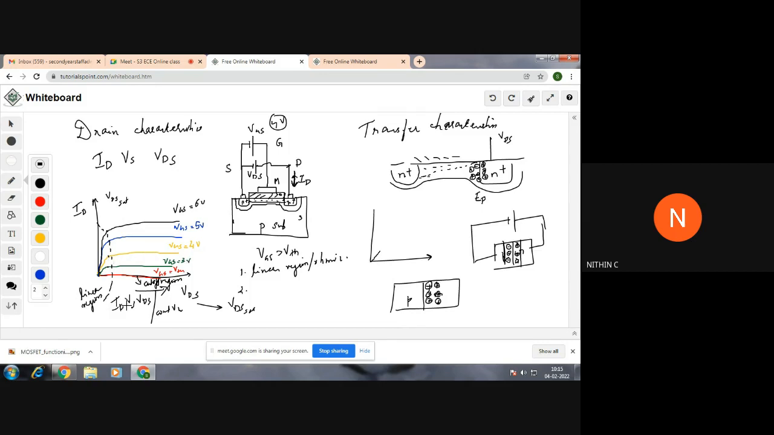So that is ID versus VDS at constant VGS will give you the drain characteristics. You can draw this.